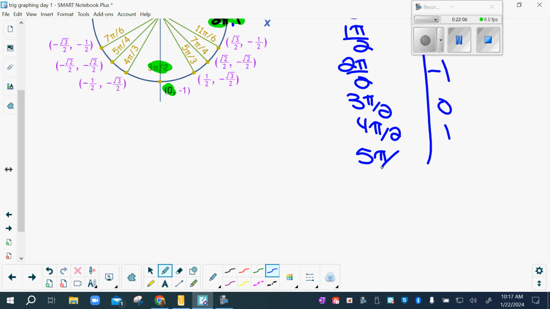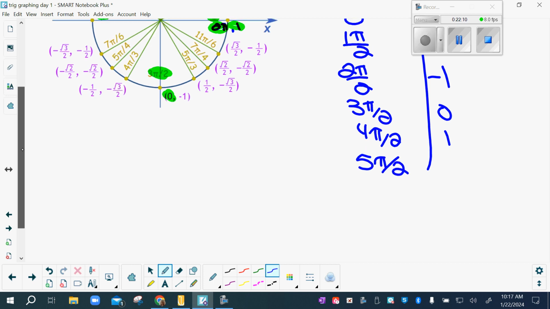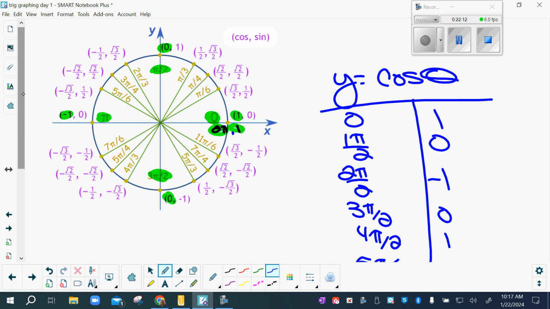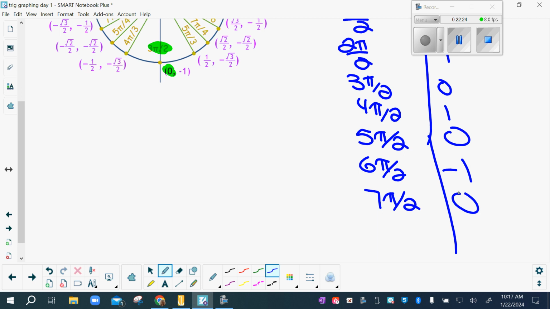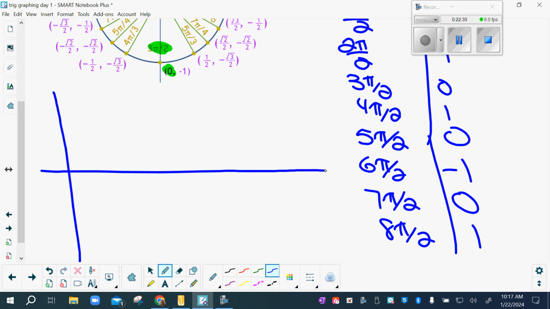5 pi over 2. What do we get when we're at 5 pi over 2? We're at 0, right? 6 pi over 2, and we're at -1. 7 pi over 2, and we're at 0. And finally, 8 pi over 2, and we're back at 1. Let's graph it. And you're going to be like, really? That's so disappointing. We were really hoping it would be more interesting, but it's not.